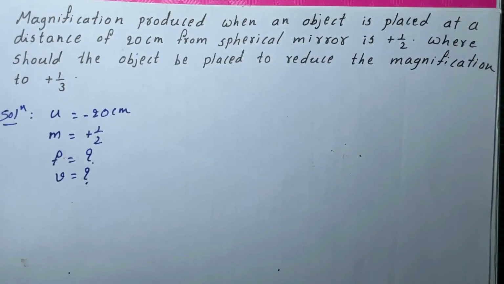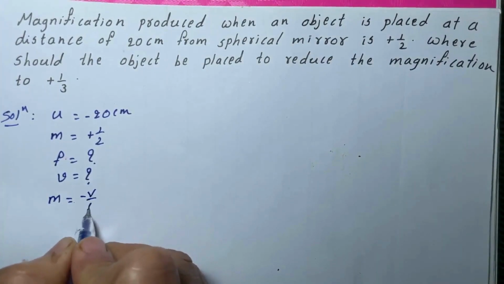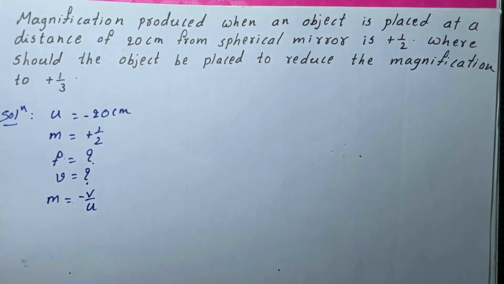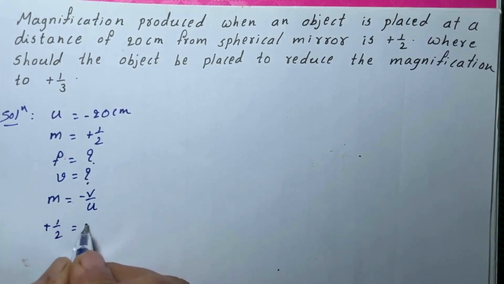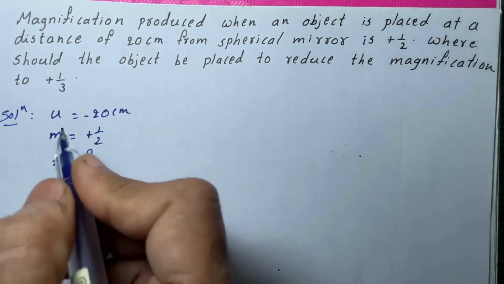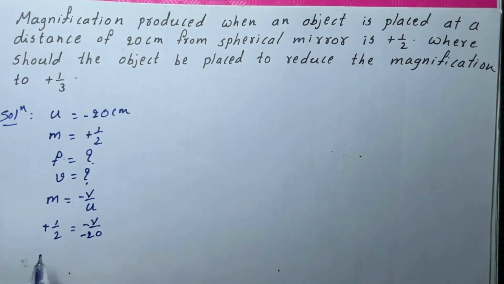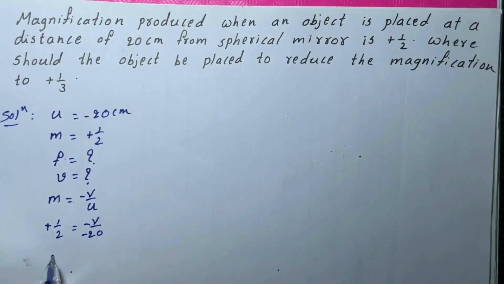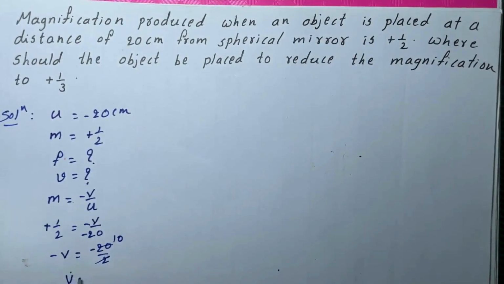So we are using the m is equal to minus v by u formula, because we know m and u. Substitute the values: plus 1 by 2 is equal to minus v by u, where u is minus 20. So now minus v is equal to minus 20 by 2, that is minus 10. From this, v is equal to 10 centimeters.